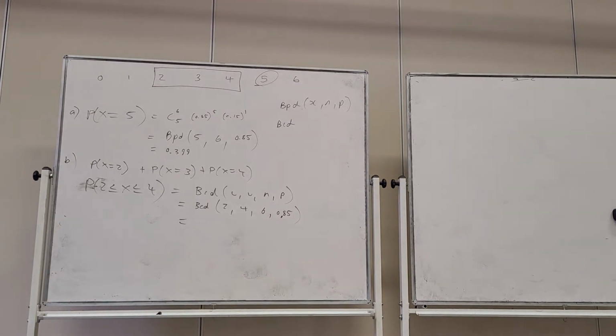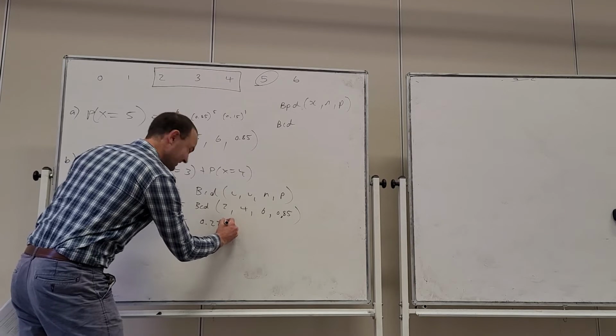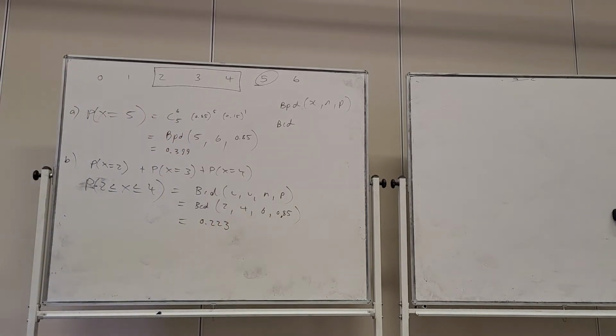Alright, finish that. 22.3%, 0.223. Thank you. When it says probability, we should always answer as a decimal. Alright, so that's part B.